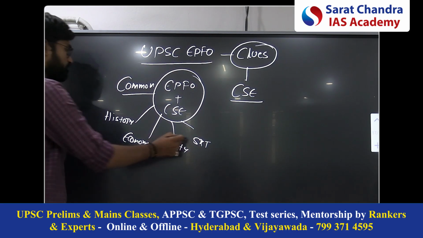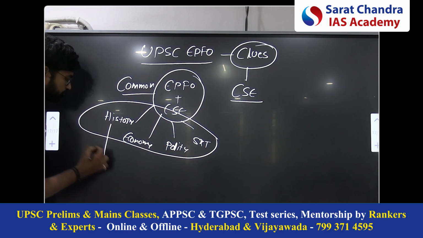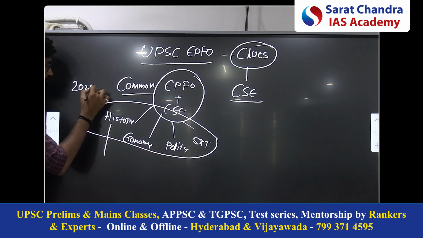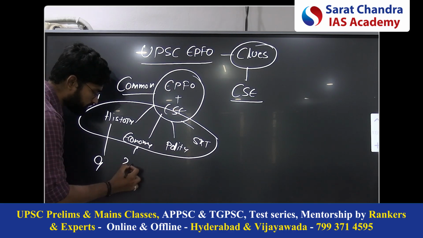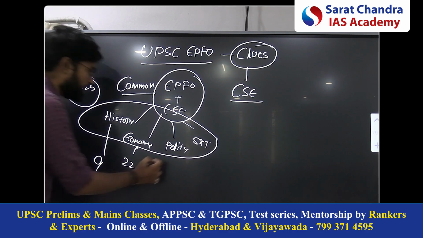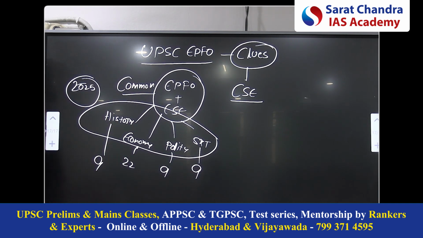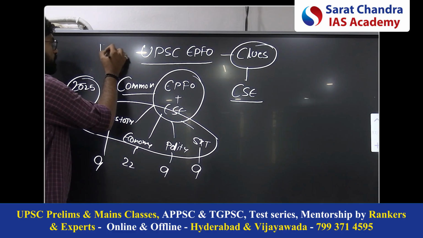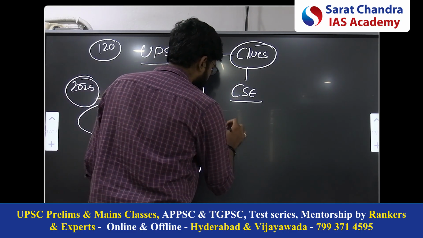Okay, now we will run through all these questions which are asked, and this year in 2025 EPFO exam, 9 questions are from history, 22 questions are from economy, and 9 questions are from polity, and again 9 questions are from science and technology. Overall, the question paper is for 120 questions. So out of which these are the weightage which you can solve. Okay, and this also includes the current affairs also.